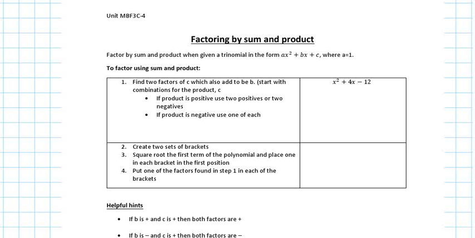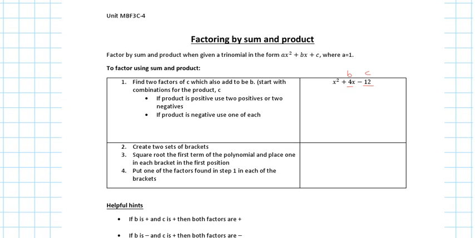So, in this case, A is equal to 1. How can I factor this? To factor this, you're going to look at your B and your C. So your B is 4, C is negative 12.